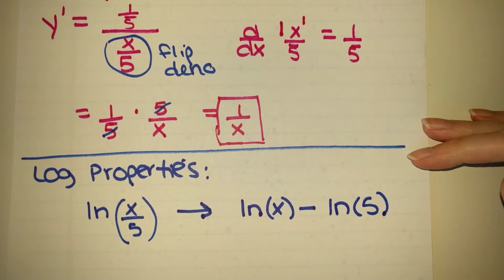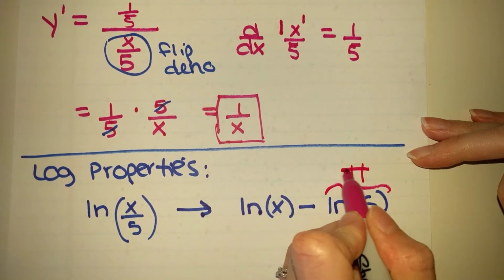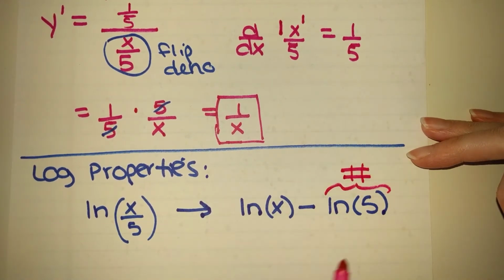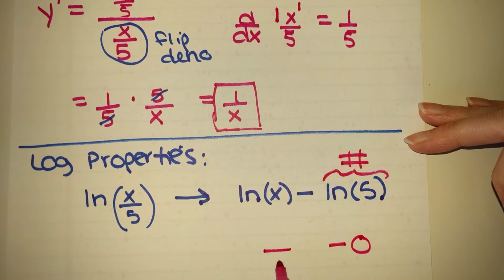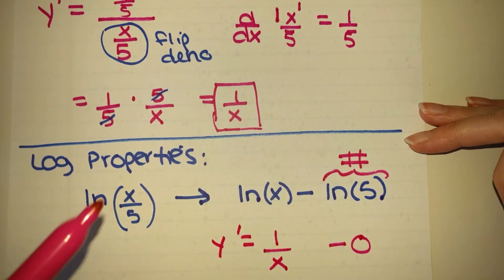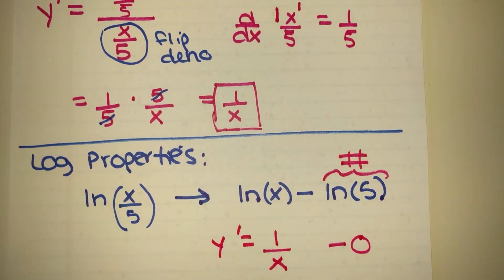Do remember, natural log of 5 is just a number, so it's a standalone number, so when we take its derivative, it will go to 0. Natural log of x's derivative will be the argument of x, derivative of the argument is 1. So you'll get that y prime is equal to 1 over x in just the same way that we got 1 over x up above.